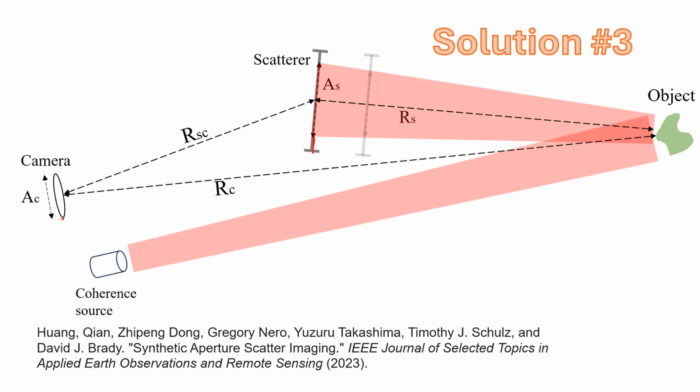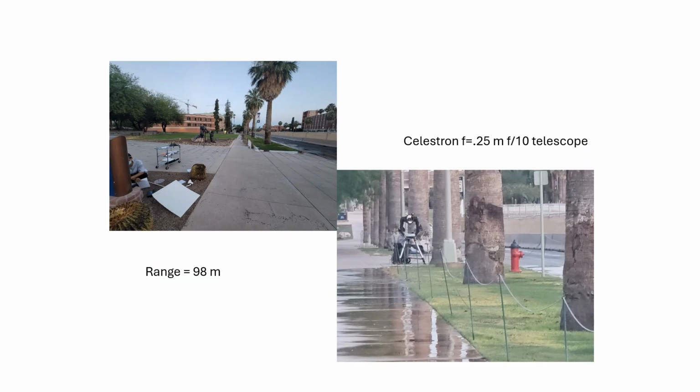So here in this situation, we have the source illuminating the object. We have the scattered field that we measure on the scatter plane, and we're interested in the distance between the camera and the object and the difference between the camera and the scatter plane, and those will all be important factors in determining the resolution with which we can reconstruct the object.